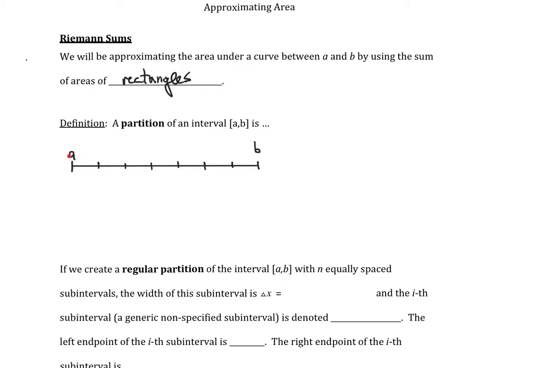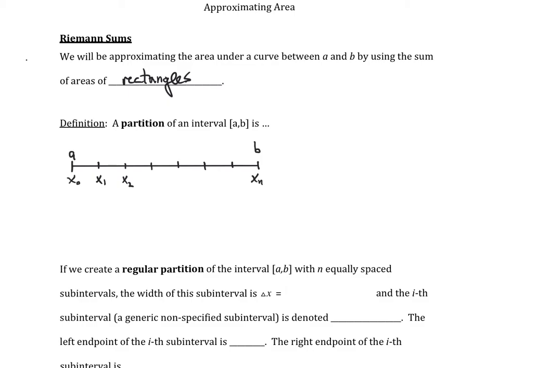I labeled the left endpoint A. I labeled the right endpoint B. What I want to do now is label all of these points in between. So we're going to call the very first point x naught or x sub 0. And the very last point is going to be x sub n. And then we're just going to enumerate as we go along, so that the second point would be x1 and then x2 and so on and so forth.